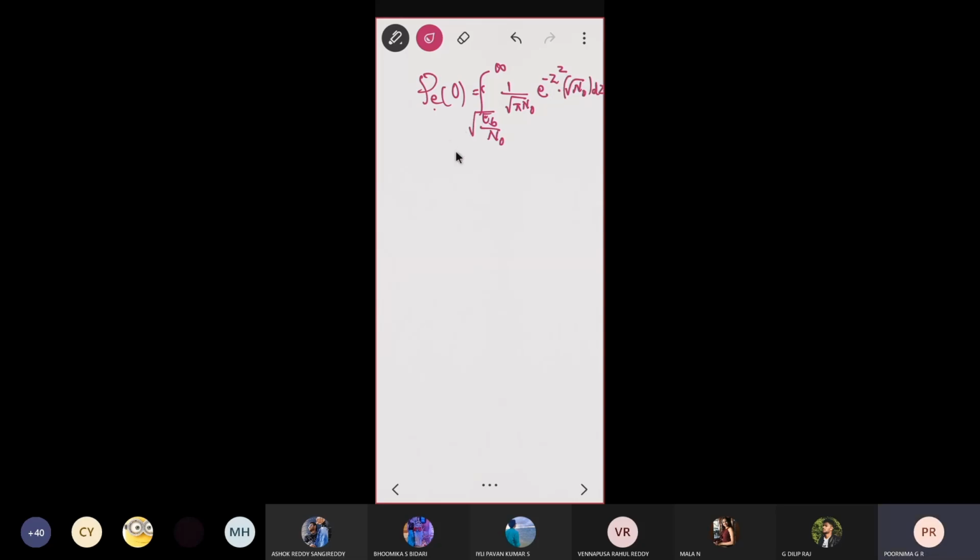Further you can simplify this. This root N0 and this root N0 both get cancelled, and you will be left with 1 by root pi, integral from root of Eb by N0 to infinity, e to the power of minus z square into dz. We can call this equation number 4.